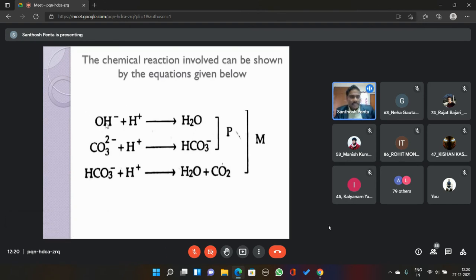What are the possible combinations? Hydroxide ion alone may cause the alkalinity. Carbonate ion alone may cause the alkalinity. Bicarbonate ion alone may cause the alkalinity. Otherwise hydroxide and carbonate ions together, then carbonate and bicarbonate ions together. That is the 5th possible combination. But the 6th, hydroxide and bicarbonate, is ruled out because that produces neutralization. These are the possible combinations that were explained in another slide.